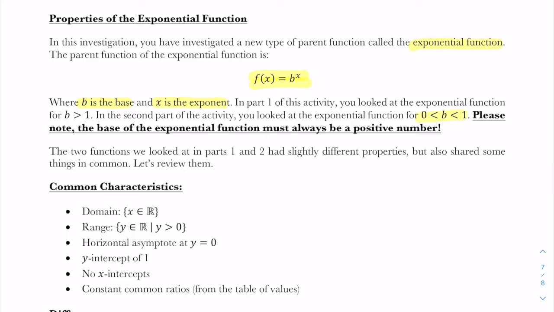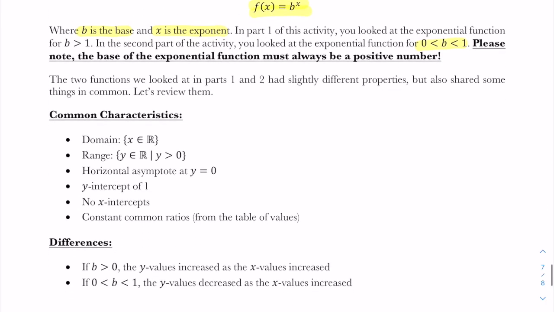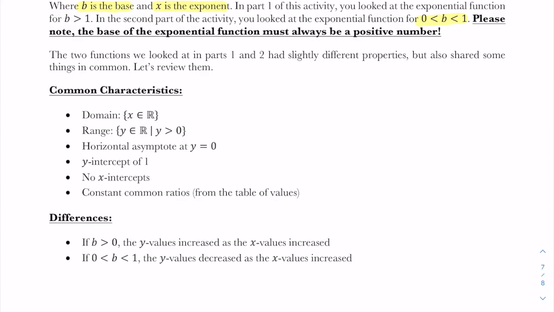What I'd really like to stress here is that the base of the exponential function must always be a positive number. But there are two cases. It can either be a fraction between 0 and 1, or a number larger than 1. Depending on which of the two cases it is, we're going to have some similar properties. So let's look first of all at some common characteristics of both exponential functions.